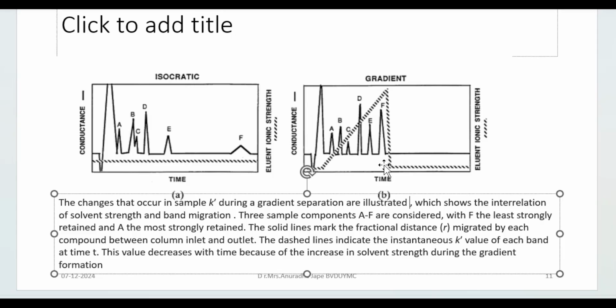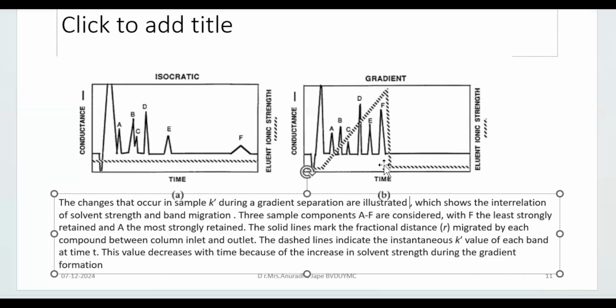So if distribution is equal in both, that means the K prime value is 0. But if it is changing, like 1 upon 0.5 or 1 upon 1.5, the K prime value will change. And if it is indicating more activity with the mobile phase, that means good elution time, fast elution. So time can be adjusted according to that.